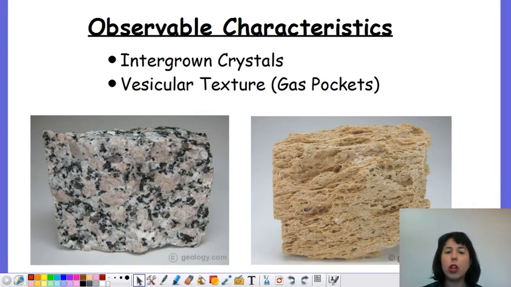You can tell if you're looking at an igneous rock based on some very simple observable characteristics. This rock here on the left is granite, and it has many intergrown crystals. So when that igneous rock formed, it crystallized, and the crystals grew into each other. On the right, we have an igneous rock that has a vesicular texture. This means that it cooled so rapidly that crystals didn't form, but air was trapped in here in the form of pockets.